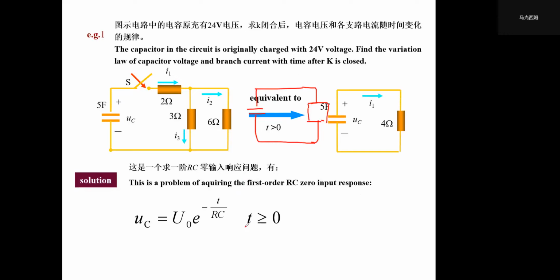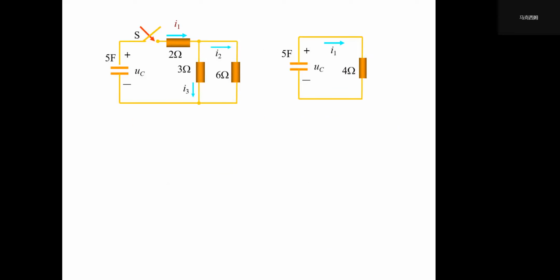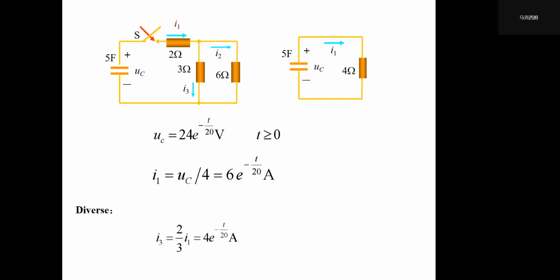Using this, we know that U0 equals 24 volts, right? So we can see that tau equals R times C. C is 5 farad, and R is 4, so it's 20 seconds. So we know the value of UC, and then we could know the value of I1, and so on and so forth.